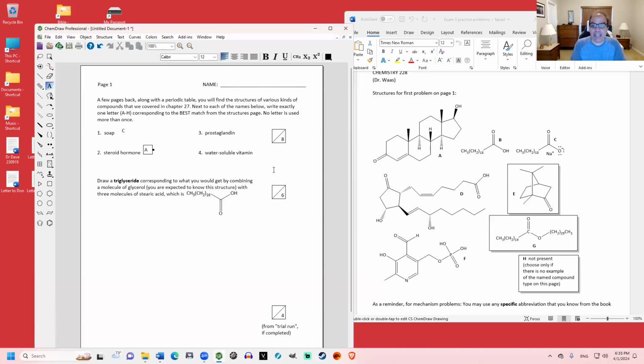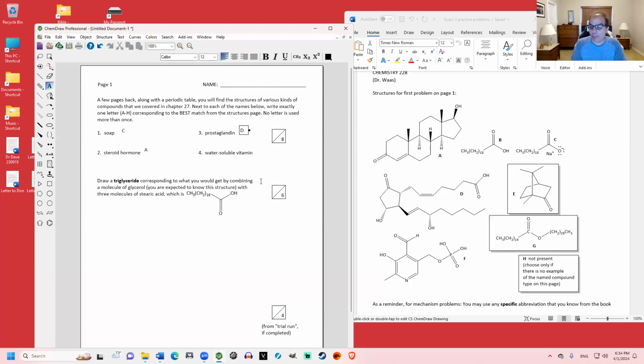Prostaglandins, we said in class, look kind of like fatty acids, except they always have a five-membered ring fused in the middle. This five-membered ring may vary in terms of what's attached to it. But this is a typical prostaglandin. I certainly don't know which one, and I wouldn't expect you to either, but I would expect you to recognize that as a prostaglandin. And then how do you recognize a water-soluble vitamin?